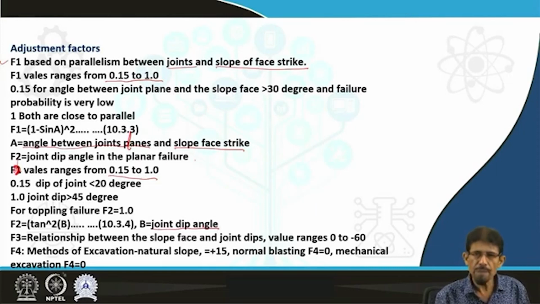F3 represents the relationship between the slope face and the joint dip, and the value range is not described properly, but in some cases it ranges from 0 to minus 60. These F1, F2, F3 come along with measurements, sometimes with respect to dip, with respect to strike, between this joint plane and this slope face, etc.